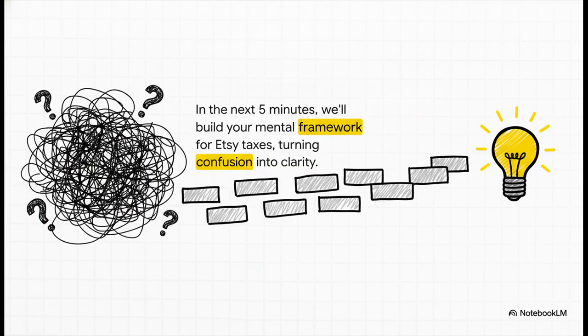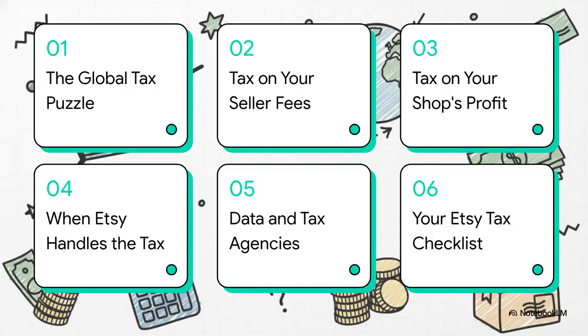But here's the thing. It doesn't have to be so confusing. Our goal in this explainer is to give you a really simple, powerful way to think about it all. We're going to organize this whole complex mess into clear, manageable pieces. Let's turn that confusion into clarity. So here's how we're going to do it.